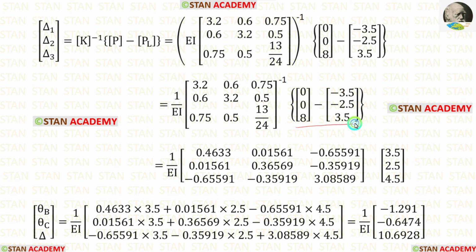Let us add these two matrices. After adding, we are getting this. Then let us multiply these two matrices. After multiplying, we will get theta B, theta C and delta. Now let us make the slope deflection equations and apply these values and get the final moments.